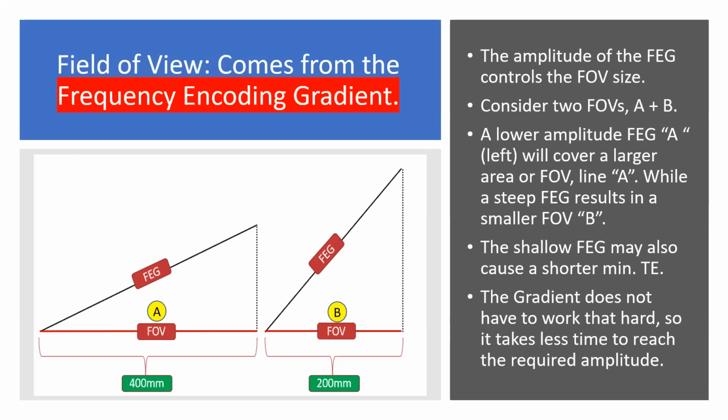The shallow gradient is probably going to let you get a shorter TE because the gradient doesn't have to work that hard. It doesn't take that long to come up to strength. The steeper gradient is going to take a little bit extra work to turn on to the size of the field of view. Steep gradient, small field of view, takes a little bit more time.